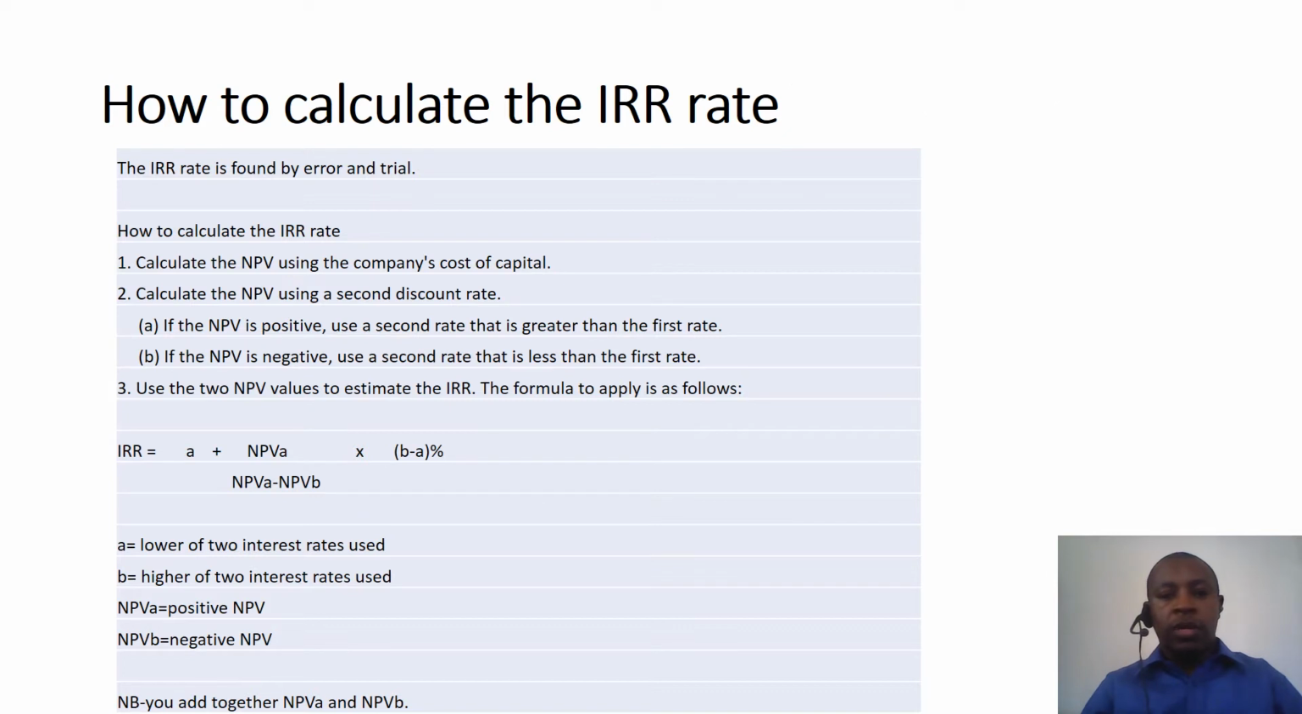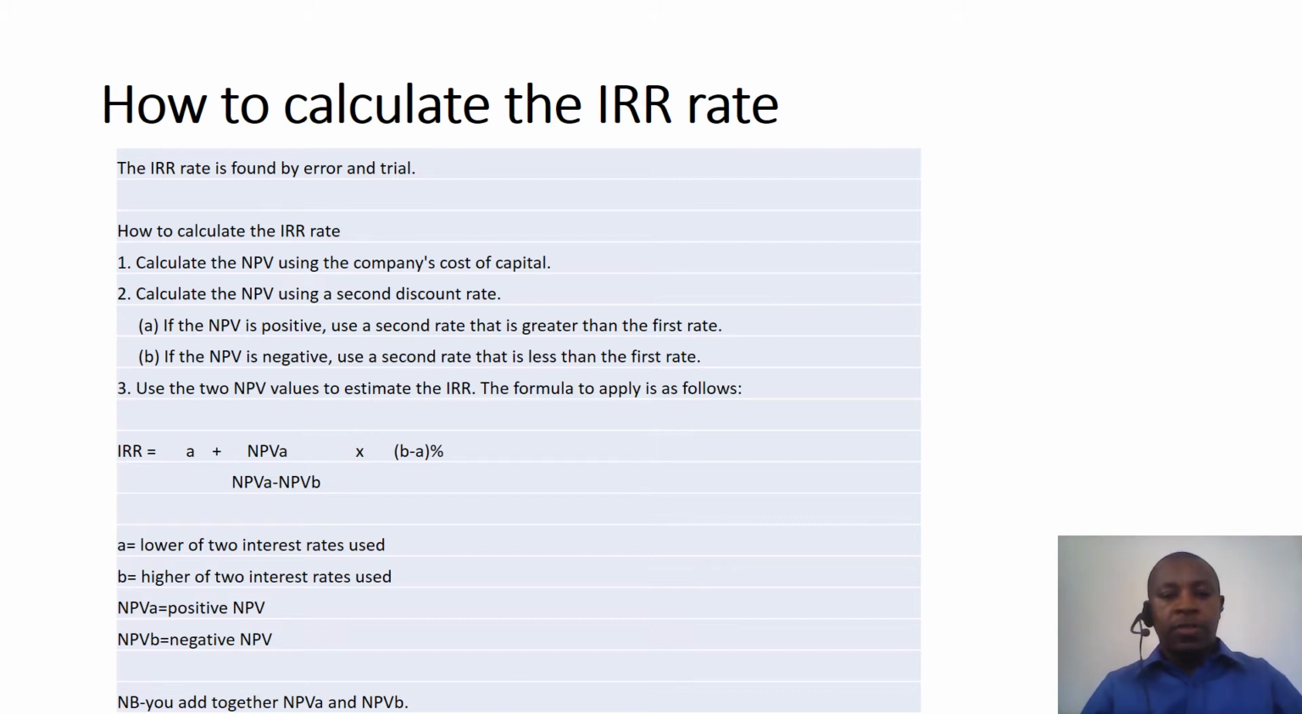How to calculate the IRR rate? The IRR rate is found by trial and error. Step 1: Calculate the net present value using the company's cost of capital. Step 2: Calculate the net present value using a second discount rate.